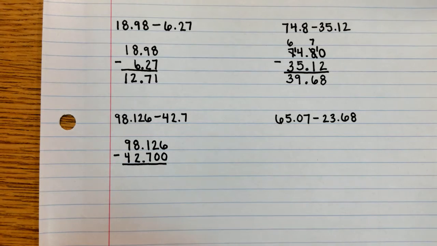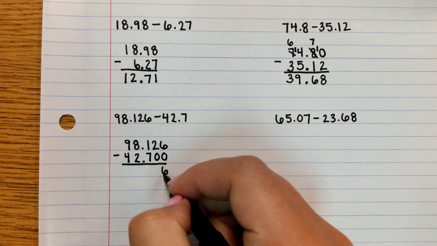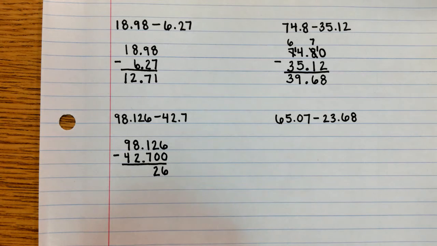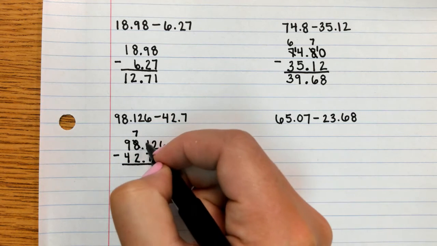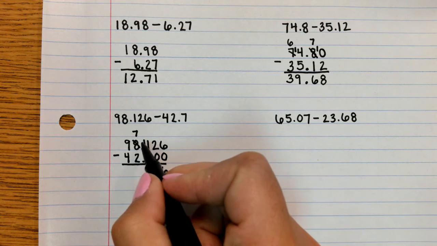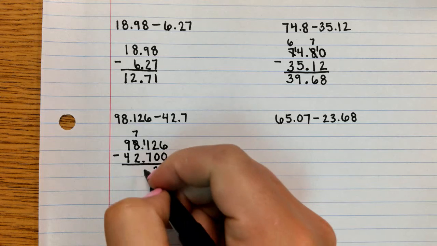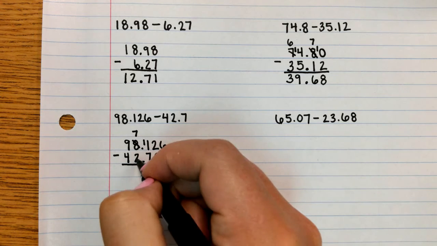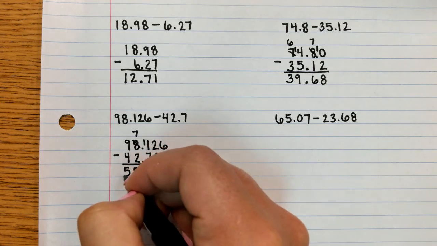Now I'm going to subtract. 6 minus 0 gives me 6. 2 minus 0, 2. 1 minus 7 I can't do, so I'm going to borrow. The 8 becomes 7. The 1 becomes 11 because you're adding 10 to it. 11 minus 7 gives you 4. Bring down my decimal. 7 minus 2, 5. 9 minus 4 is 5.